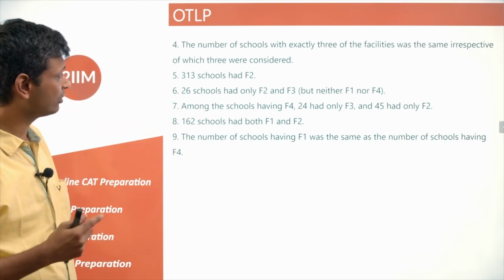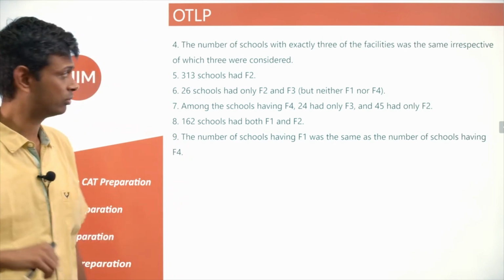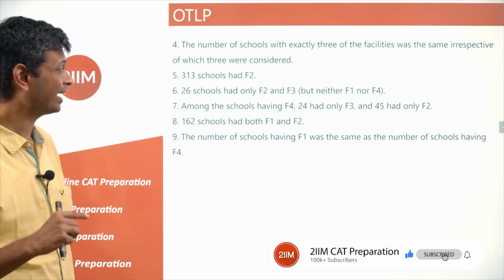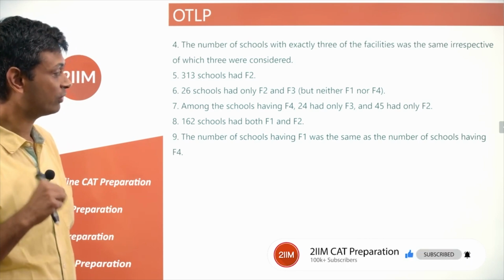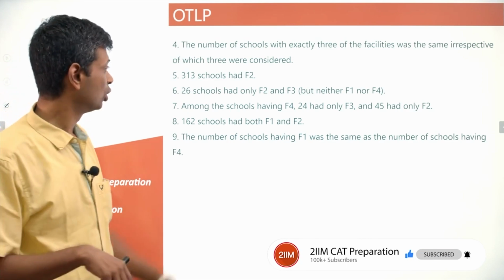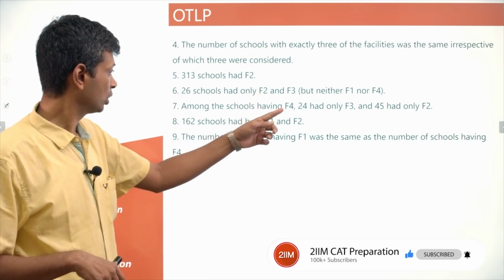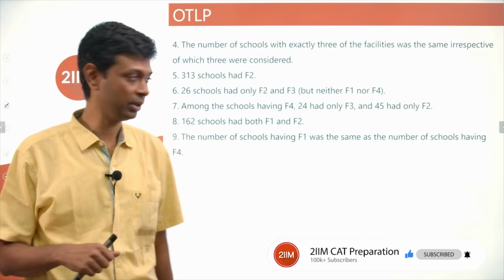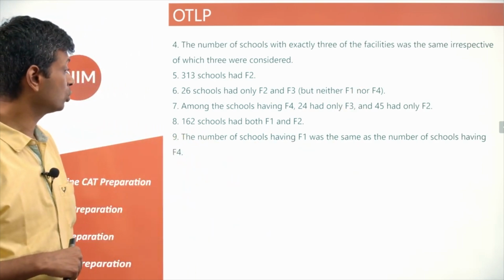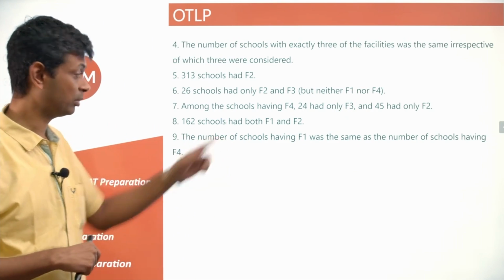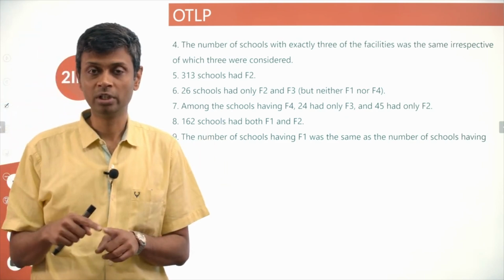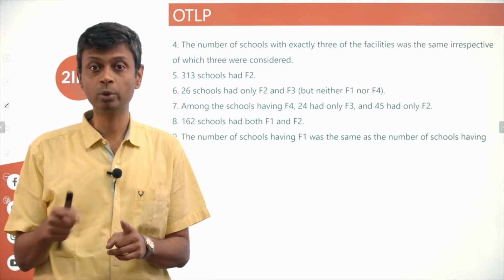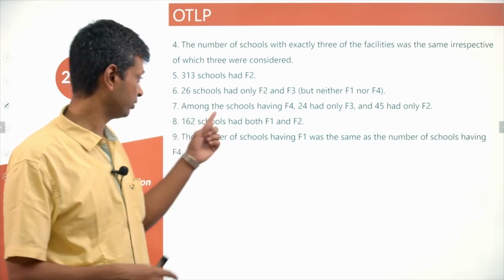26 had only F2 and F3, but not F1 or F4. Among the schools having F4, 24 had only F3 and 45 had only F2. So 2 and 3 alone, 4 and 3 alone, 4 and 2 alone. Some nuggets were being given. 162 schools had both F1 and F2. Now, this number is not F1 and F2 alone. It's F1 and F2, F1, F2, F3, F1, F2, F4, F1, F2, F3, F4. All of those coming under this.